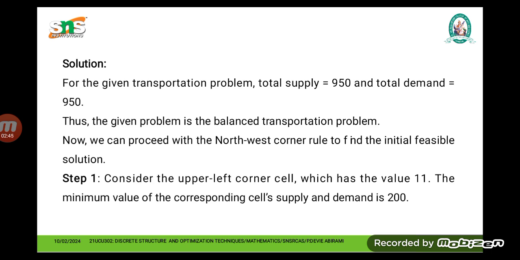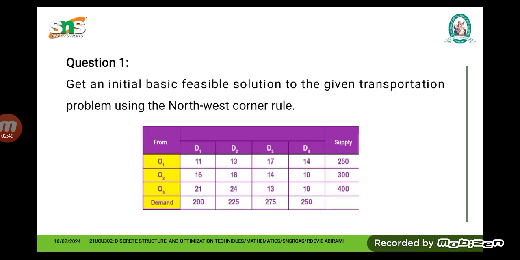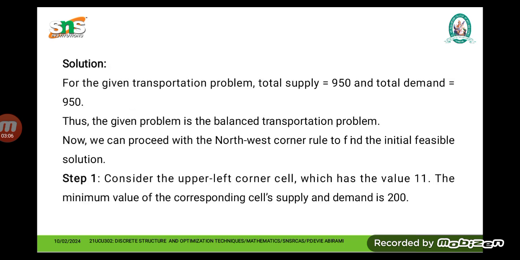Here our total supply is 950 and our total demand is 950. That is, in our right corner we are having the supply. If we add 250 plus 300 plus 400, we will get the value as 950. Similarly, if we add the demand values, we will get 950. Hence our problem is balanced.